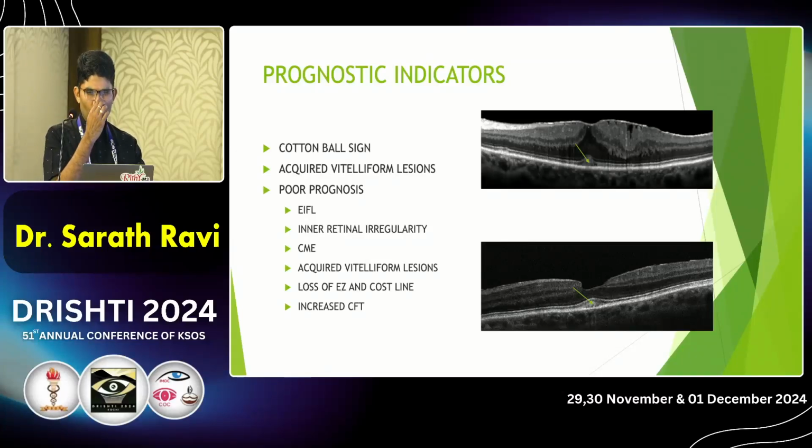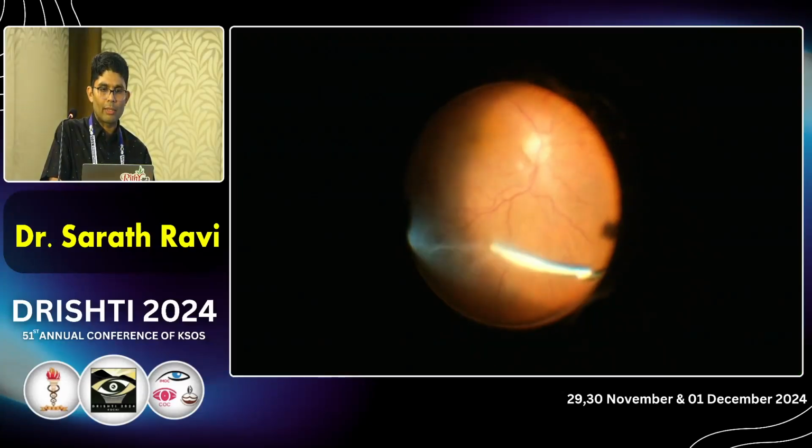There are a lot of prognostic signs in epiretinal membrane on OCT, where you see a hyperreflective zone at the fovea between the ellipsoid zone and the COST line, and this is referred to as the cotton ball sign. This can over a period of time progress to form acquired vitelliform lesions, which are indicative of a poor prognosis. The other poor prognostic signs include an ectopic inner foveal layer or an inner retinal irregularity, presence of cystoid edema, loss of ellipsoid zone, and also an increased central foveal thickness.